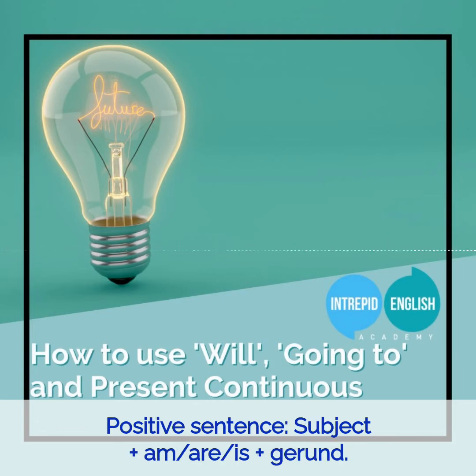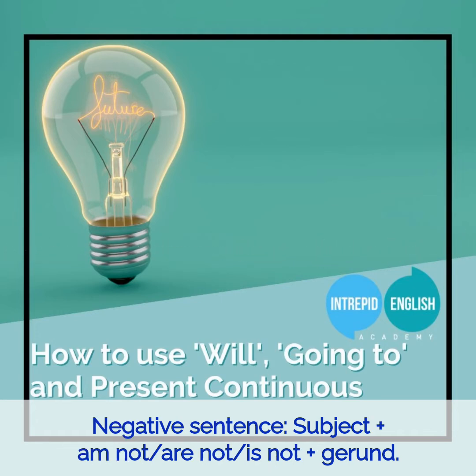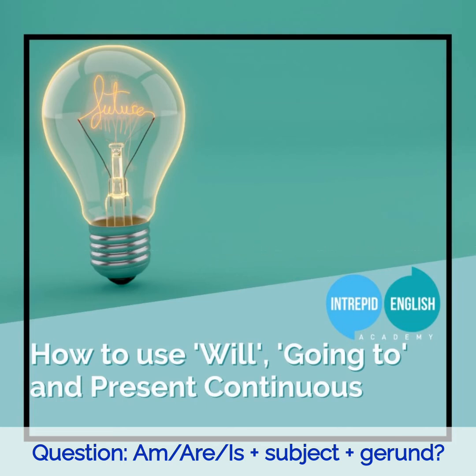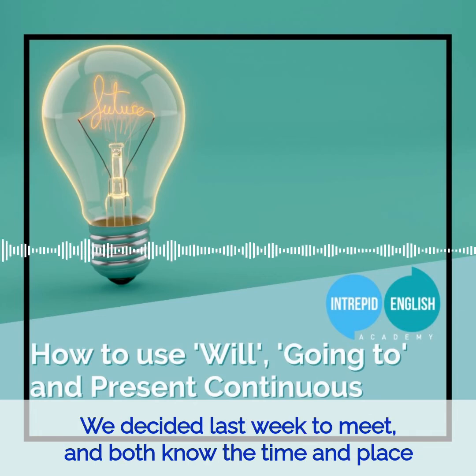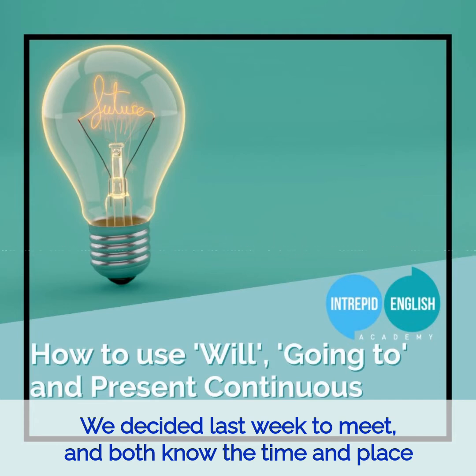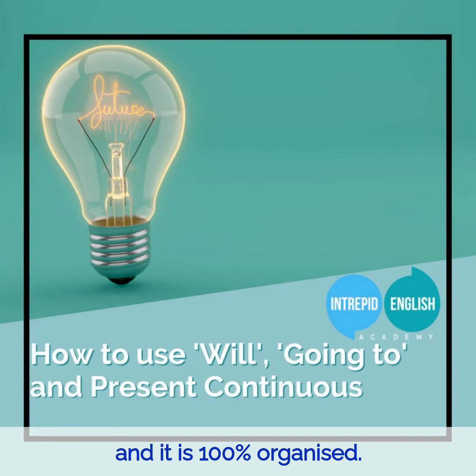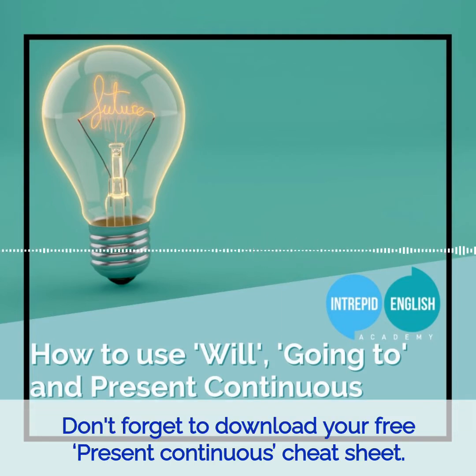Positive sentence: subject plus am, are, is plus gerund. Negative sentence: subject plus am not, are not, is not plus gerund. Question: am, are, is, plus subject, plus gerund. On Monday, I'm meeting my friend Diana in the park for a picnic at 1 o'clock. We decided last week to meet, and both know the time and place, and it is 100% organized. Don't forget to download your free present continuous cheat sheet.